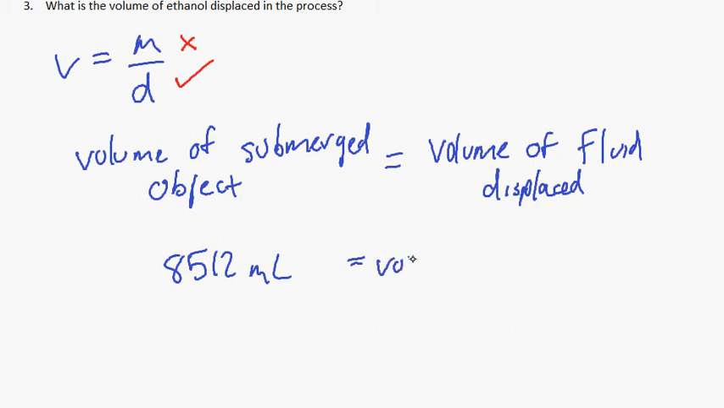So that will take us through the process for problem number 3, and set us up ready to go on to problem 4.